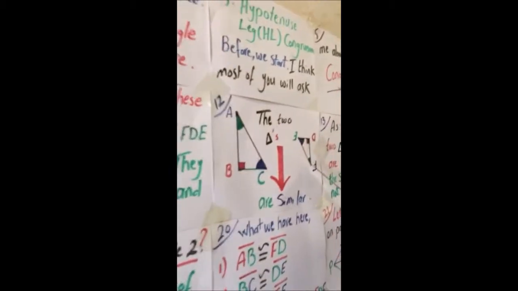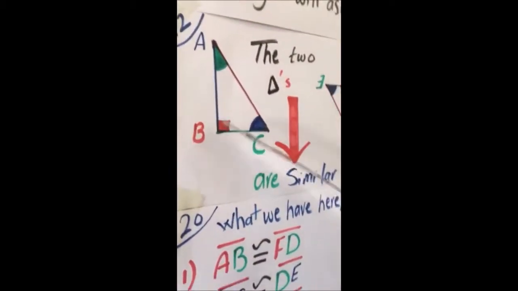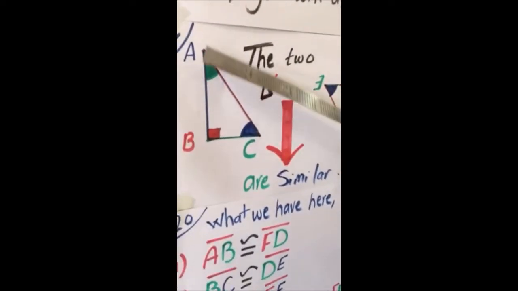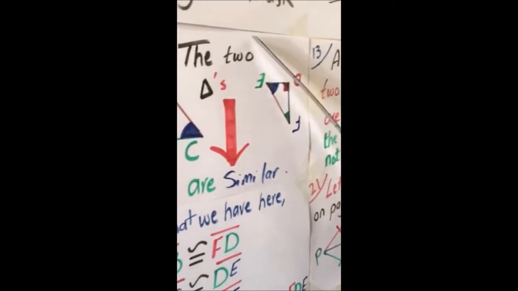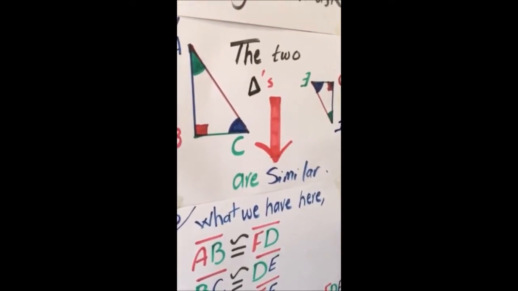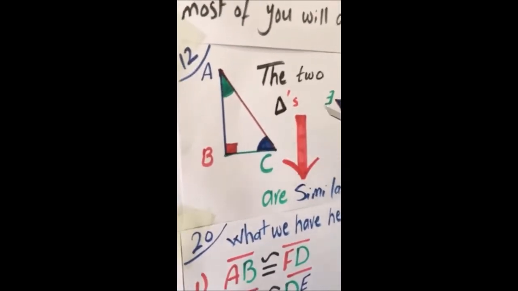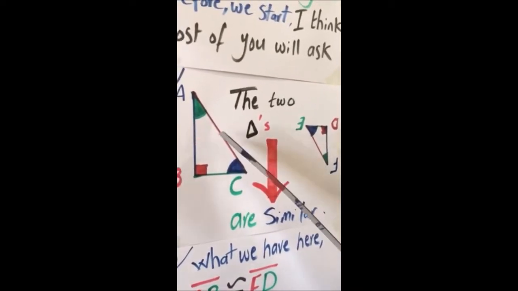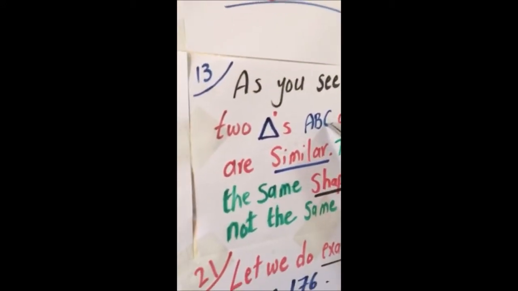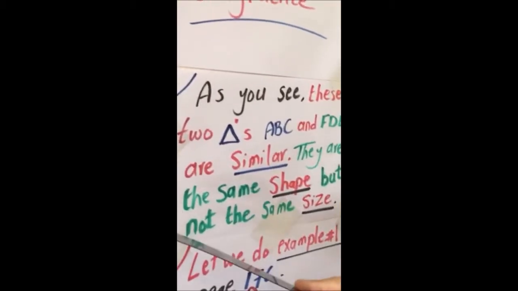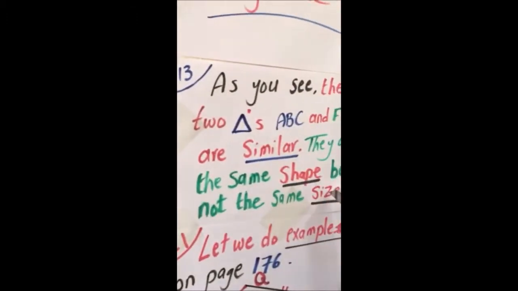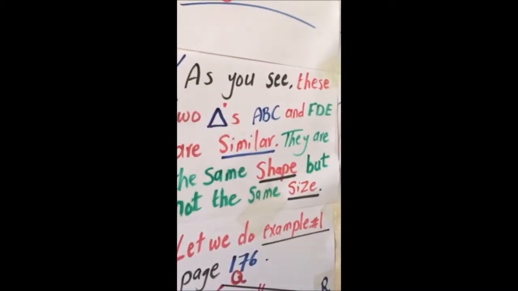Now let me move to another example. As you see here, we have 2 right triangles. You know why we call them right? Because we have a right angle, 90 degrees. Again, we have ABC and FDE. Why are these 2 triangles similar? I think it's obvious. They are the same shape, both are triangles, but do you think they are the same size? No. Excellent, guys. That one is big, that one is small. So these 2 triangles, ABC and FDE, are similar because they are the same shape, both triangles, but not the same size.